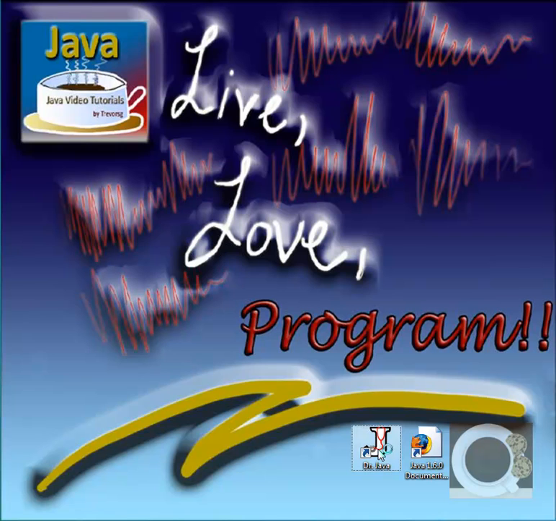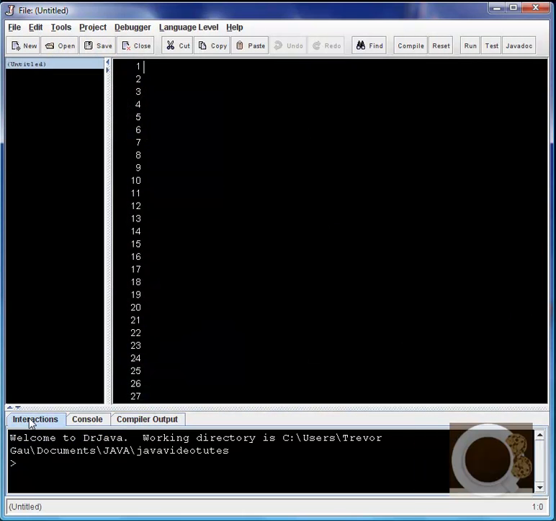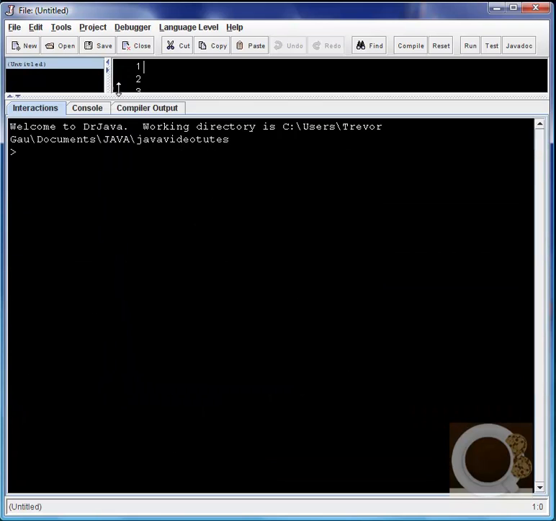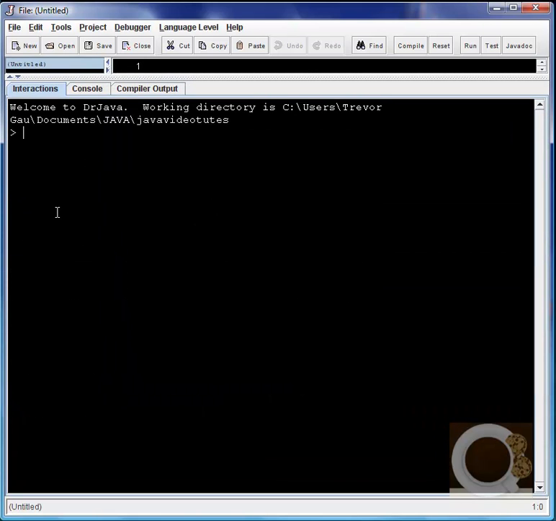Open up Dr. Java. In this lesson, we're just going to work in the interactions window. So we're not going to save any files, and we're not going to compile anything. It's just going to be in the interactions window. I'm going to open it up large for you, and we're going to go over some basic math functions. This lesson will probably be less than 5 minutes because it's so simple. You can probably do it in your sleep.